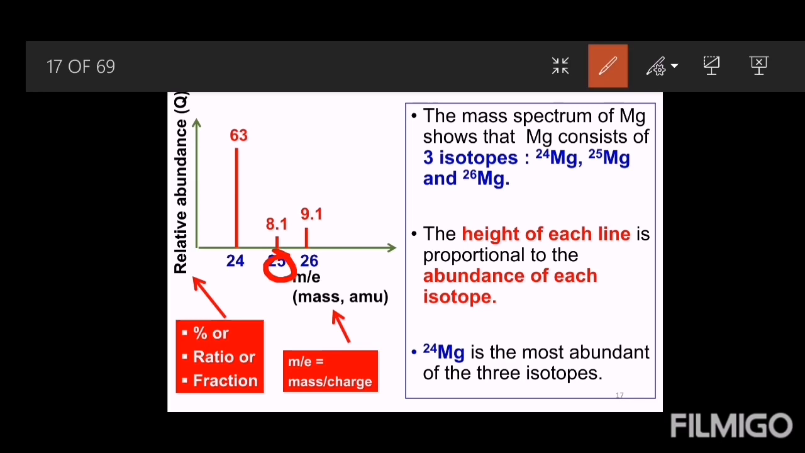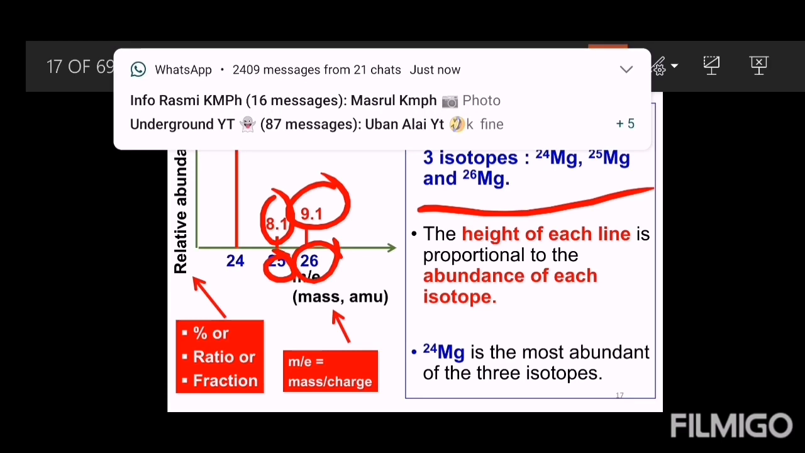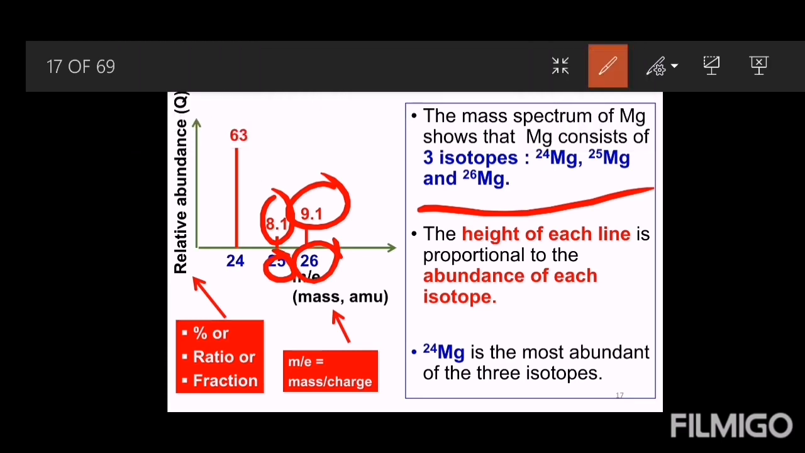Magnesium 25, the abundance 8.1. The magnesium 26, the abundance 9.1. Alright, so the mass spectrum of magnesium shows that magnesium consists of 3 isotopes. Before this, you all already know the definition of isotope, right? So magnesium 24, magnesium 25, and magnesium 26. There are 3 isotopes here.